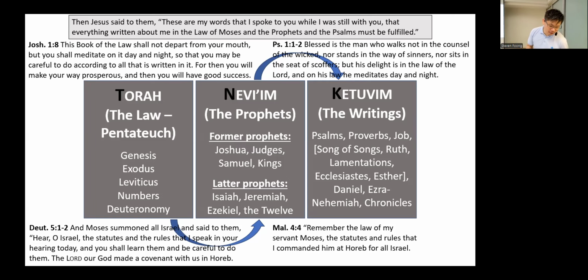What in the world is chapter 4, verse 4 onwards? Chapter 4, verses 4, 5, 6 were probably not written by Malachi, but added in by the compilers to create that ring binding. So there's a ring binding here between the Torah and the Nevi'im, and a ring binding between the Nevi'im and the Ketuvim.